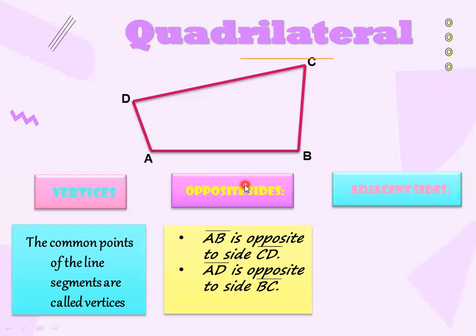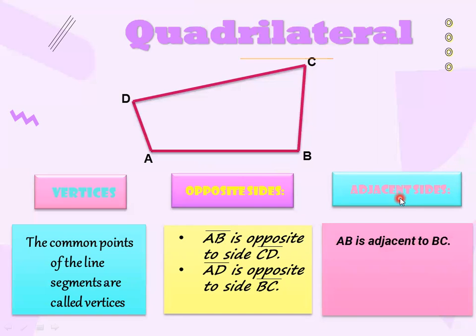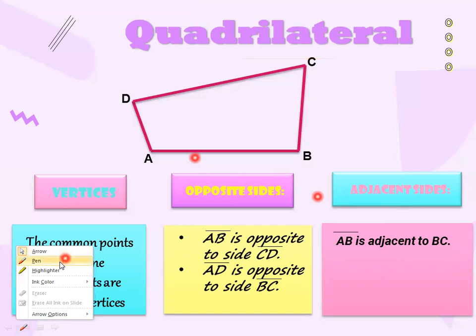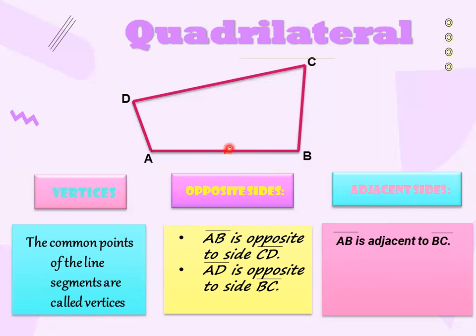The last one is adjacent sides. Now what does it mean by adjacent? Adjacent is something side by side, जो बराबर में हो. So which are adjacent sides? AB is adjacent to BC. Which one is AB? This is AB. So the adjacent side of this AB will be this BC.